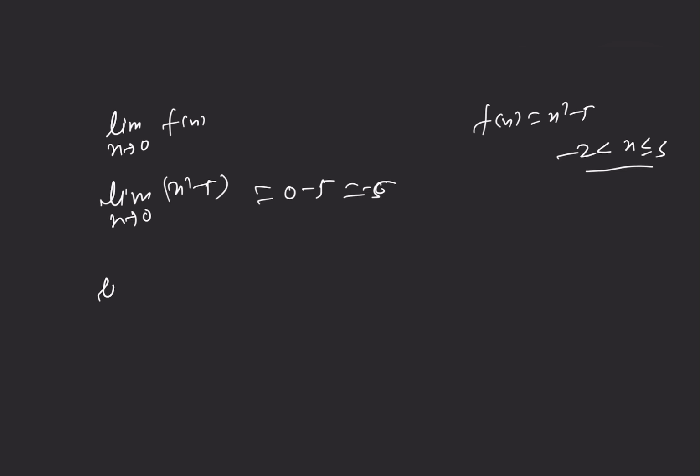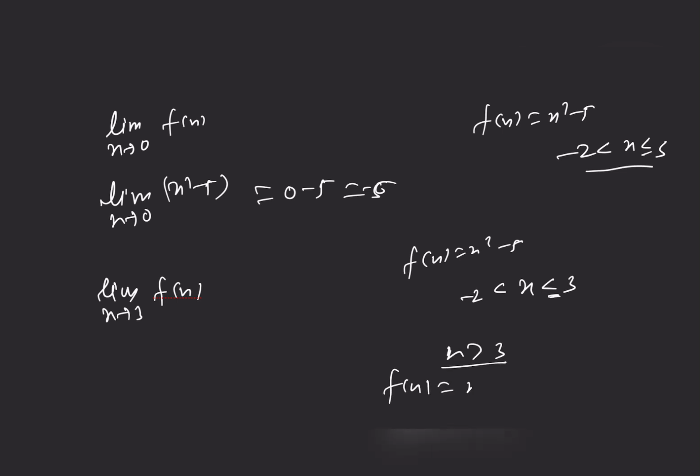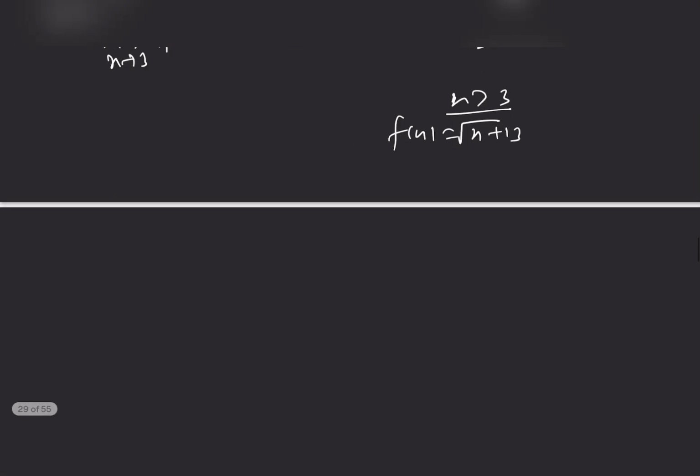Now also we have to find the limit as x goes to 3 of f of x. So in this case, when x is less than or equal to 3, that is minus 2 less than x less than or equal to 3, we have f of x equal to x square minus 5. But when x is greater than 3, then we have f of x equal to under root x plus 13. We have to do it in the same manner here also. So we have to find out LHL first, the left hand side limit at x equal to 3.